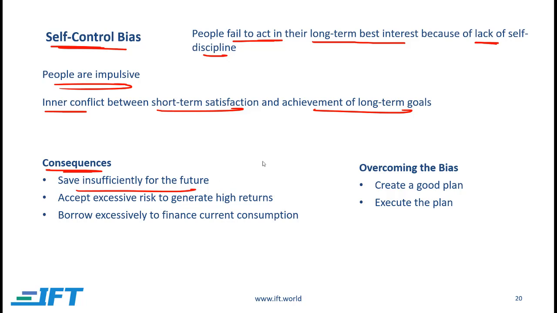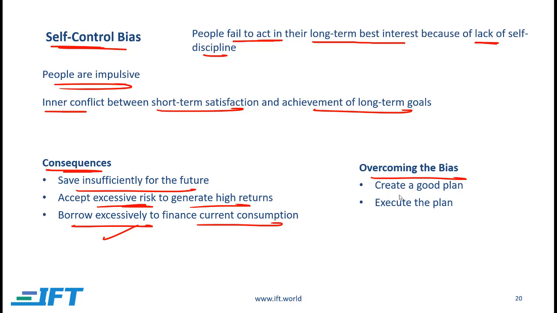If this happens and retirement is looming, then people might invest in assets that have very high returns, but these high returns come at high risk. And investors, therefore, who suffer from this bias might end up having to accept much more risk than is reasonable for them. Another possible consequence is that people might borrow excessively to finance current consumption. So current consumption can be impulsive, and to finance some impulsive desires, people might end up borrowing much more than they should.